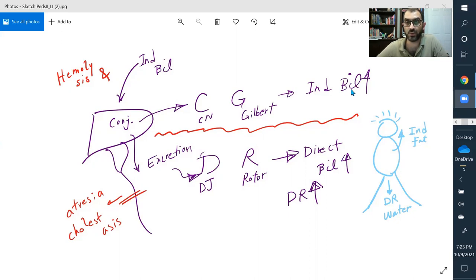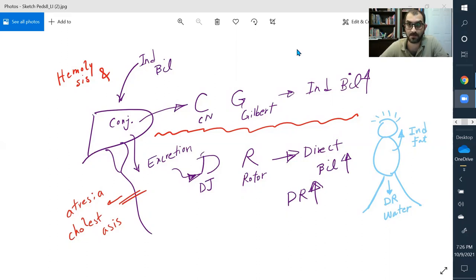Whenever they tell you hyperbilirubinemia indirect, think about indirect movement to the brain, kernicterus in neonatology. Think of hemolysis. Think of problem with conjugation like Crigler-Najjar and Gilbert. Whenever they tell you something about direct hyperbili, think about cholestasis, biliary atresia, problem with excretion, like Dubin-Johnson and Rotor, DNR, direct. Direct goes directly into the urine because it's water soluble.